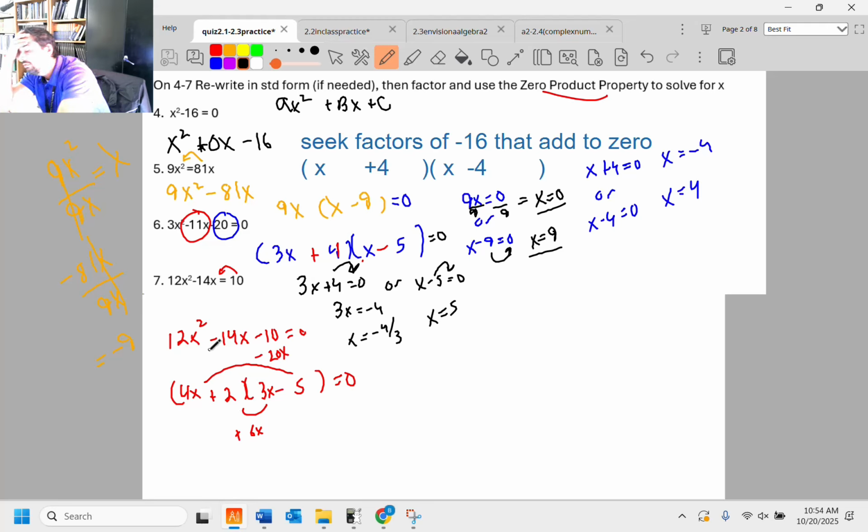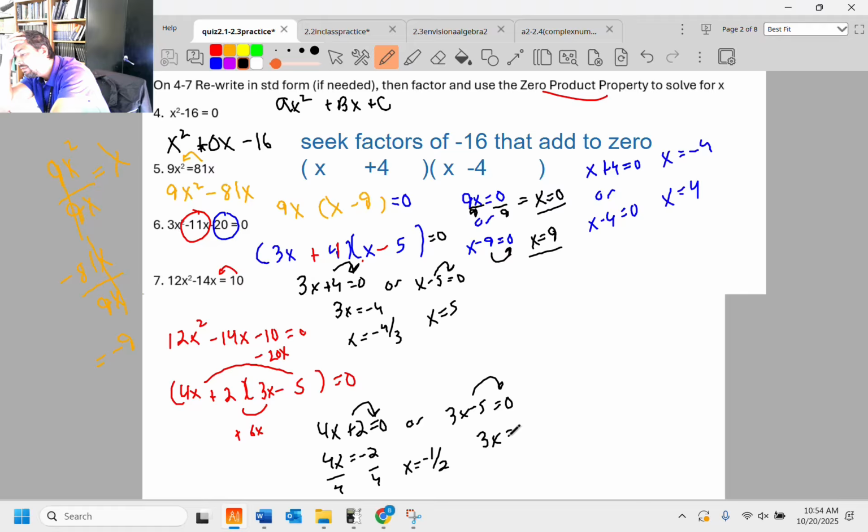I'm just going to use the original. 4x plus 2 is 0, or 3x minus 5 is 0. We're going to take away 2 from both sides. 4x is negative 2. We're going to divide by 4, and obviously we're going to reduce the fraction. Negative 2 over 4 reduces to negative 1/2. We're going to add 5 to both sides. 3x is 5. We're going to divide out that 3, and x is 5/3.